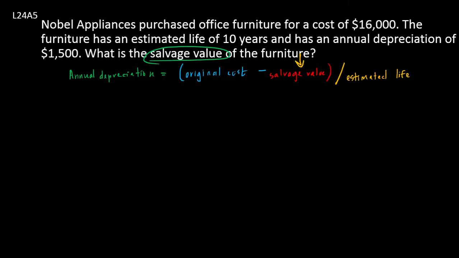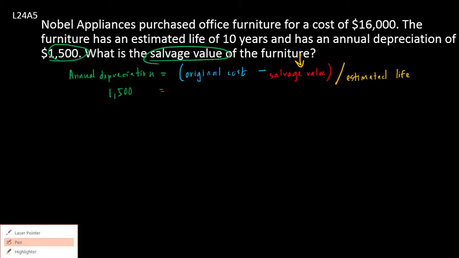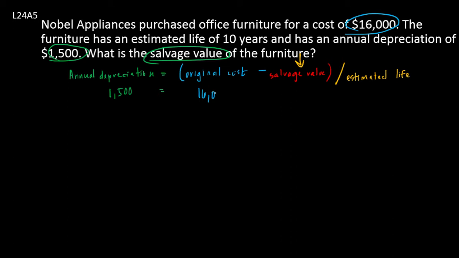salvage value. So I'm told that the annual depreciation is $1,500. I'm told that the cost is $16,000. Now obviously I don't know what the salvage value is, that's what I'm trying to solve for. And I'm going to divide that by the estimated life, which in this case is 10 years, so I'll divide by 10. Notice that I've now set up a one variable equation. If I rearrange the variables, I can solve for salvage value.